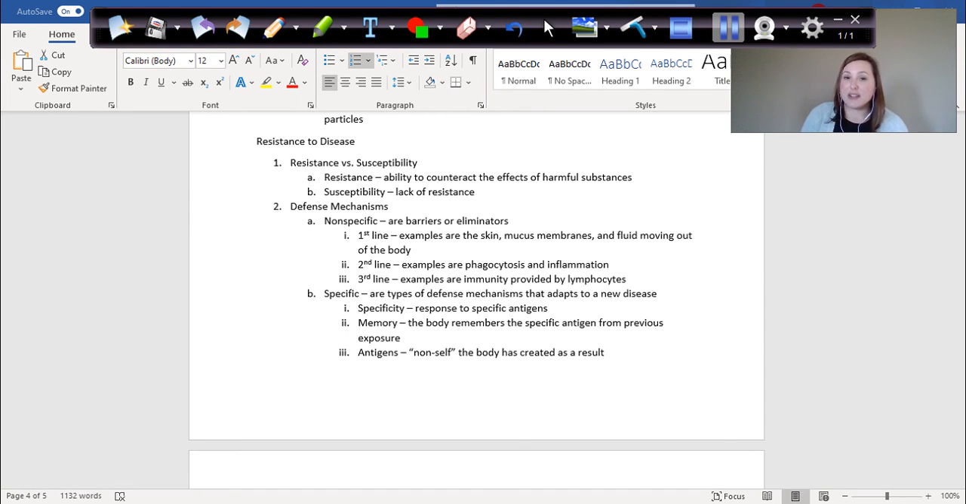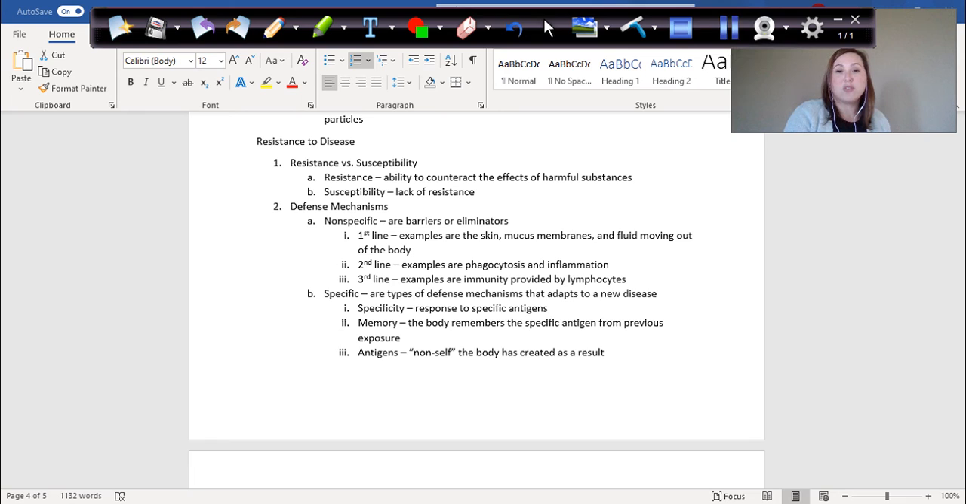Some specific defense mechanisms that we have, you have some specificity, so a specific response to a specific antigen. Our body remembers. We have some memory defense mechanisms. So the body remembers specific antigens from a previous exposure. So when you've been sick before and you've been exposed to a certain illness, virus, bacteria, your body will remember that and remember how to fight against it.